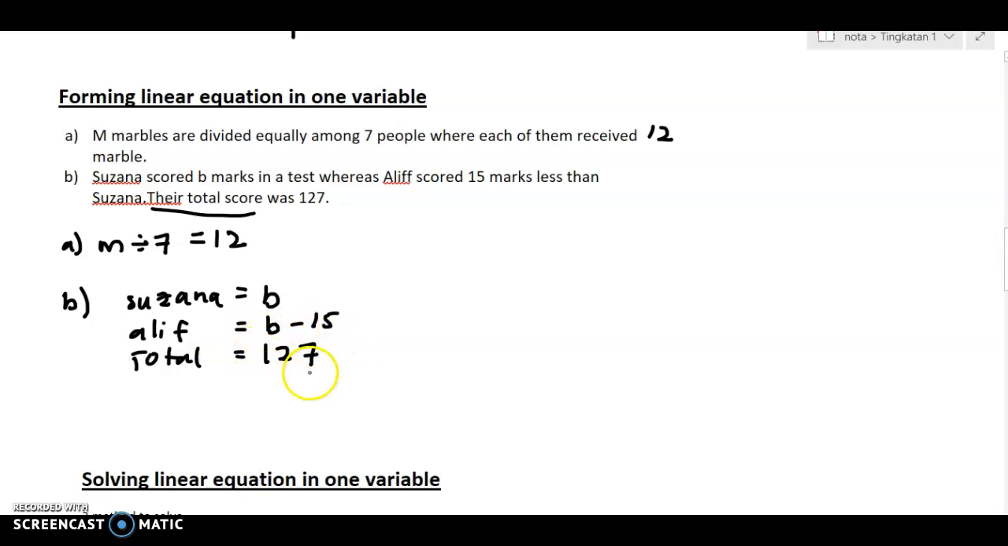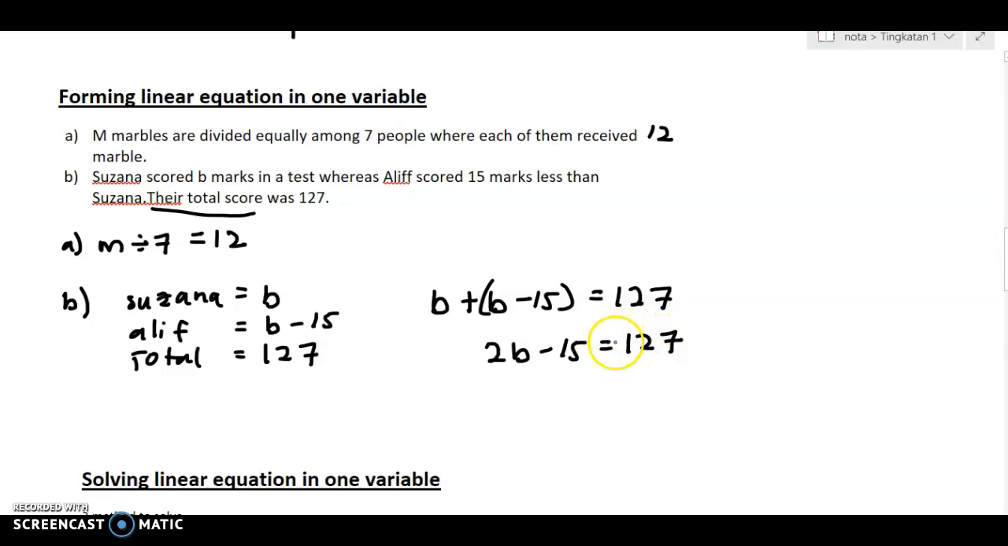So how do you get 127? Susanna's marks plus Alif's marks equal 127. So B plus B minus 15. This one is Susanna's marks, this one is Alif's marks, equal to 127. Simplify this and you should get B plus B, which is 2B minus 15 equal to 127. This is how you form a linear equation in one variable based on the situation. It's very important to understand how to form this linear equation, because most questions will give you a situation, and then you have to form the linear equation and solve it.